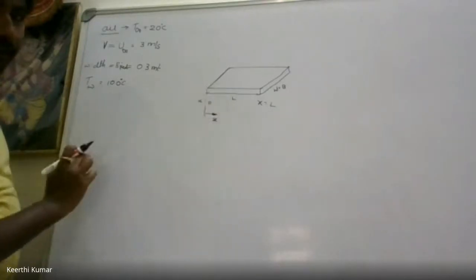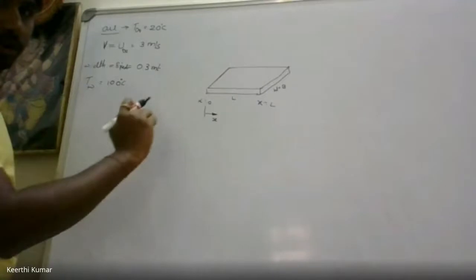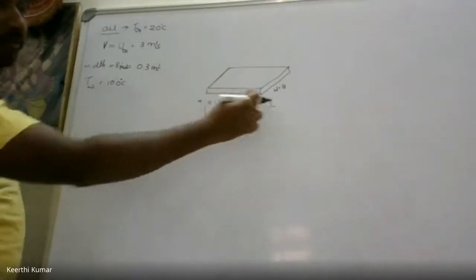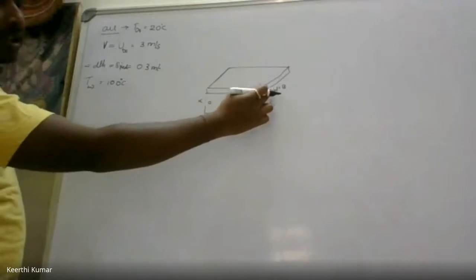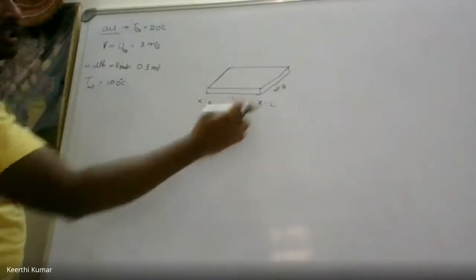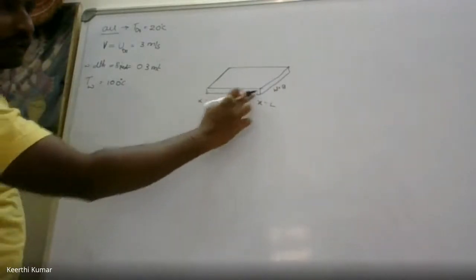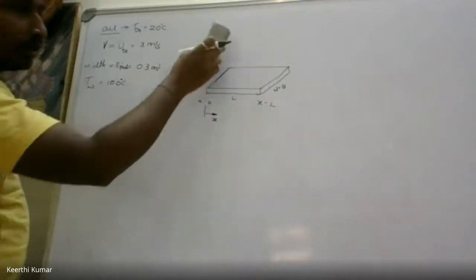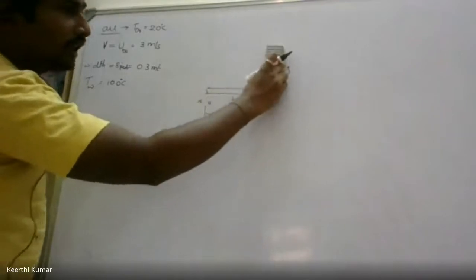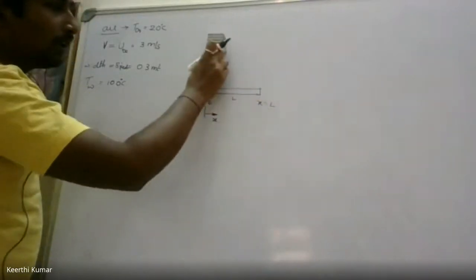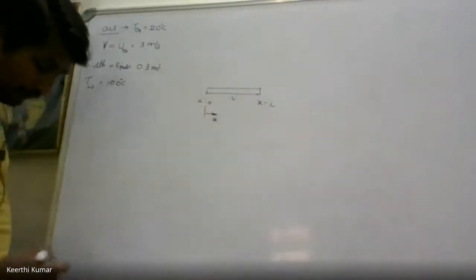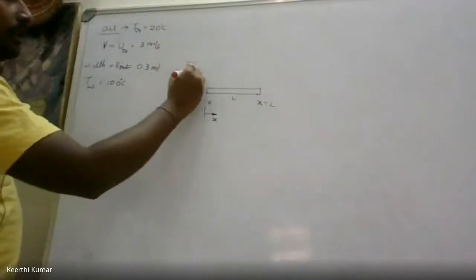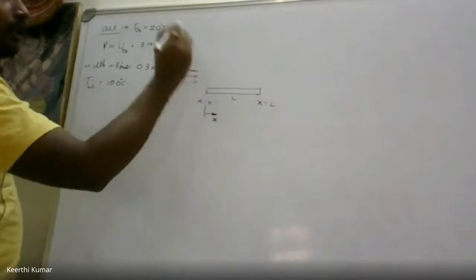So this is the plate. Instead of drawing the plate, I will draw a 2D figure so that it will be easy for us to understand. The only purpose I drew this was to show you what is W and what is B, and the difference between length and W. I'll rub that. Just I'll retain the flat plate. The plate is kept flat, and air is flowing above it with a certain velocity.